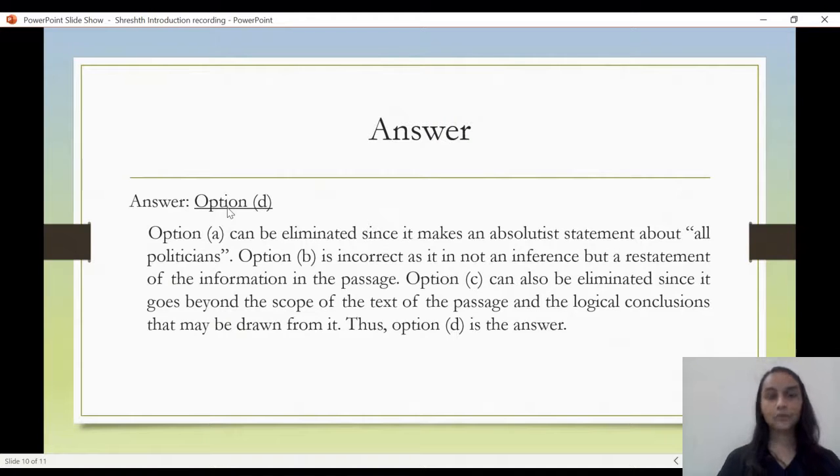That's what this also reads. Option A can be eliminated since it makes an absolutist statement about all politicians. Option B is incorrect as it is not an inference but a restatement of the information of the passage. Option C can be eliminated since it goes beyond the scope of the text of the passage and the logical conclusions that may be drawn from it. So option D is the answer.